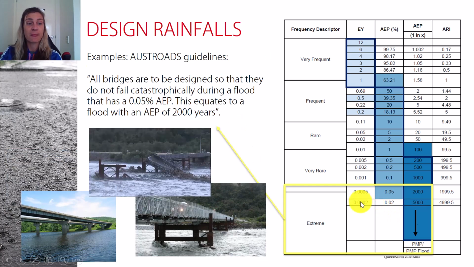One example, also taken from the roads guidelines, is that all bridges are to be designed so that they do not fail catastrophically during a flood that has a 0.05% AEP. So that equates to a flood with an AEP of 1 in 2,000 years. So it's a flood that is expected to occur once every 2,000 years.